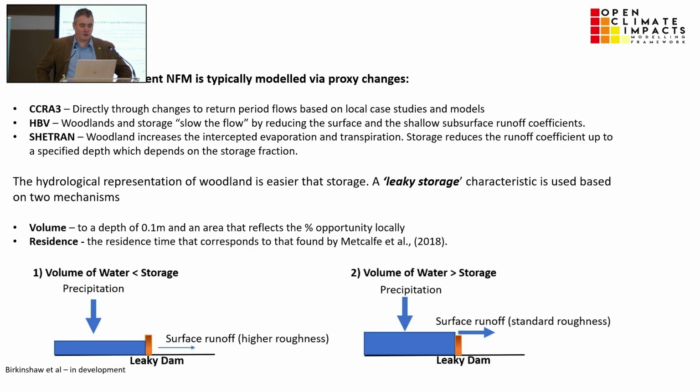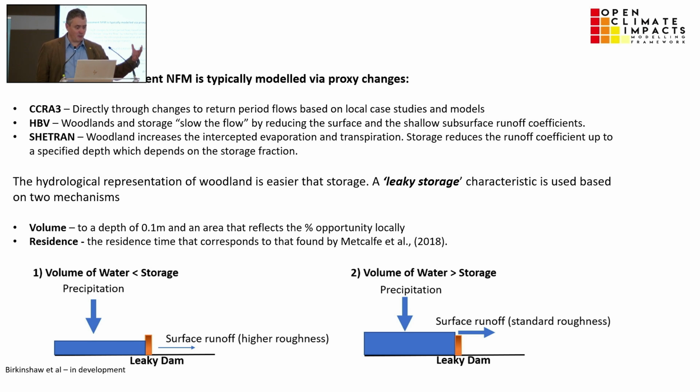And I thought I'd put up here how it's done. It's always through proxies, really, in some form. And I thought I'd expose how we did it in the CCRA 3, where we included natural flood management, but that was really just based on case studies. So what have case studies shown about natural flood management? And we reflected that in the CCRA 3. But here, HPV and SHETRAN allow us means of doing it much more directly and spatially.